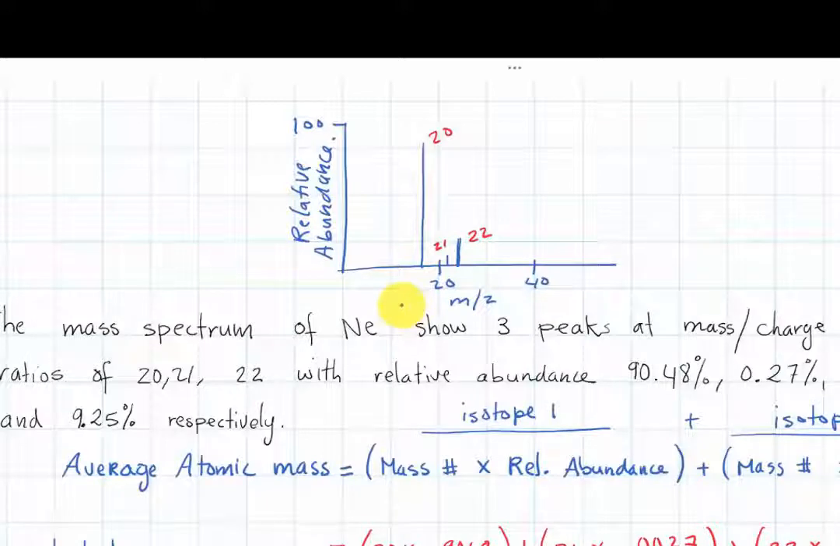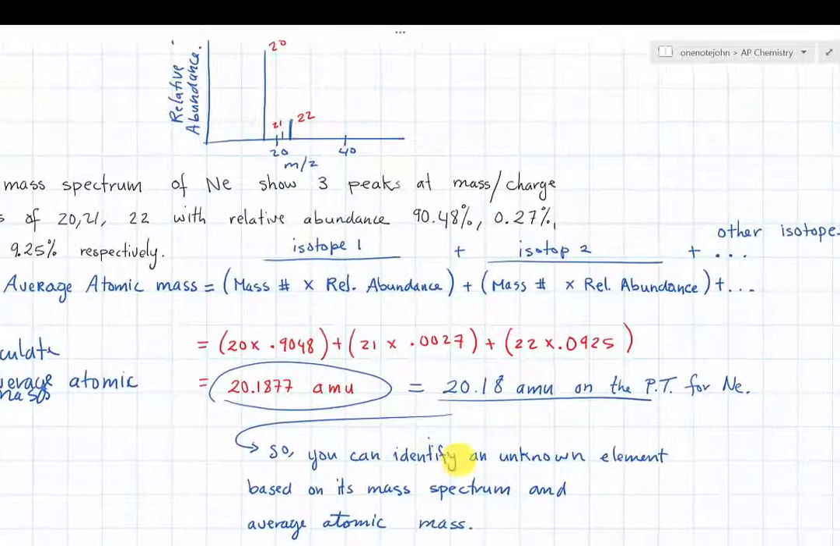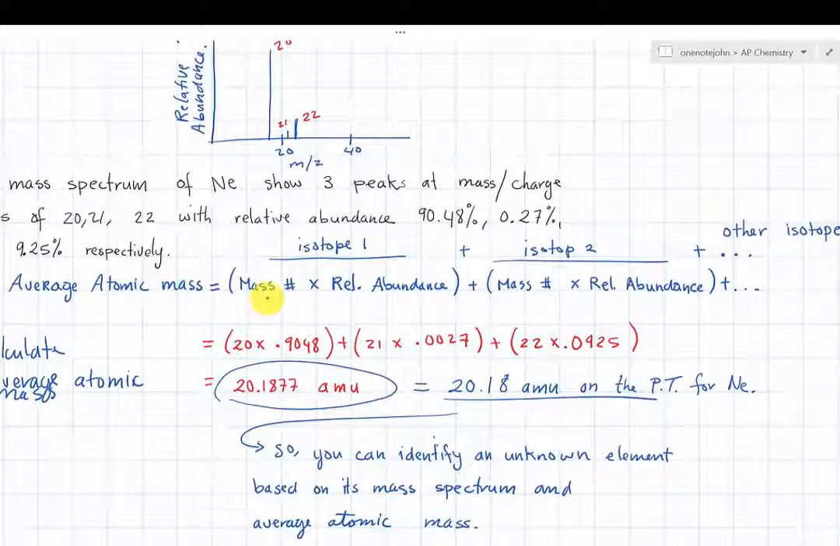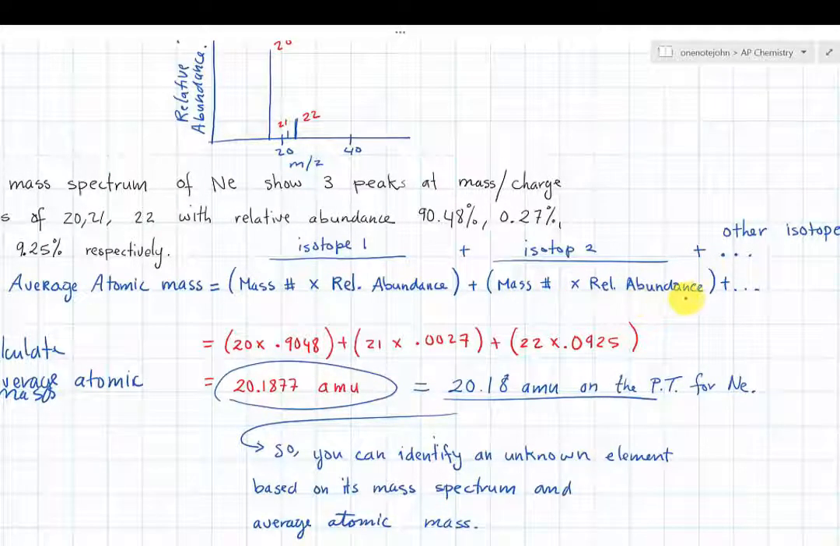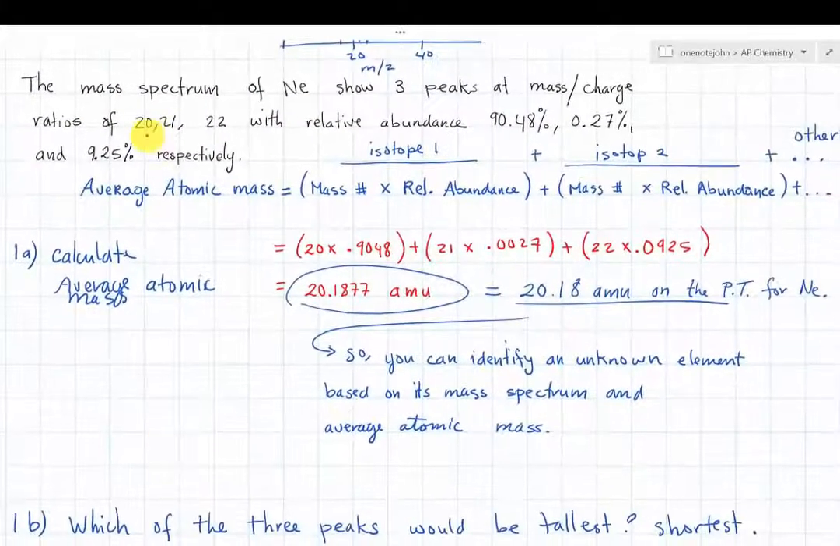So how do we use the mass spectrum to determine the properties of an element? First of all, we can use the mass and the relative abundance to solve for the average atomic mass. The equation for average atomic mass is to take the mass number times the relative abundance of that particular isotope, plus the mass number times the relative abundance of a different isotope, and we keep adding until all the isotopes are included in this equation. In this problem, we have 3 different isotopes: 20, 21, and 22. So all we have to do is substitute them into the equation.